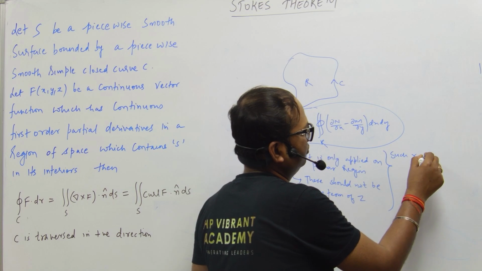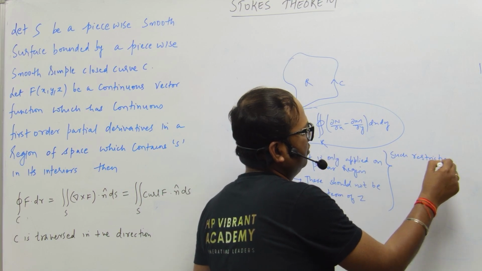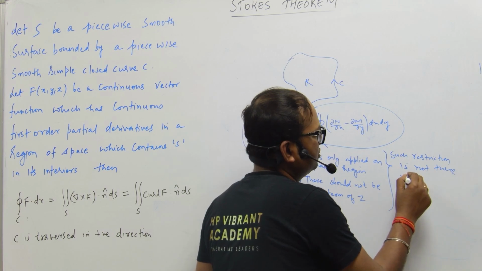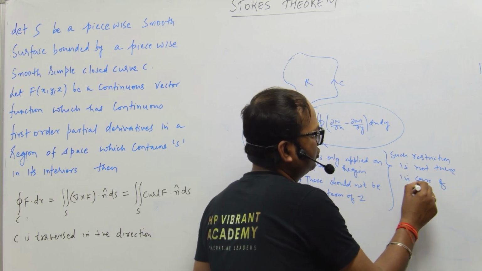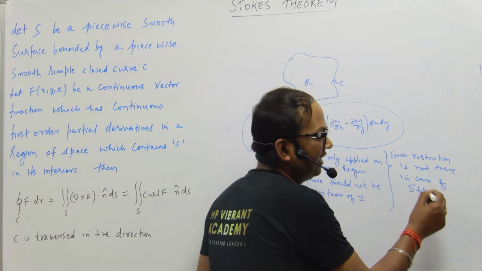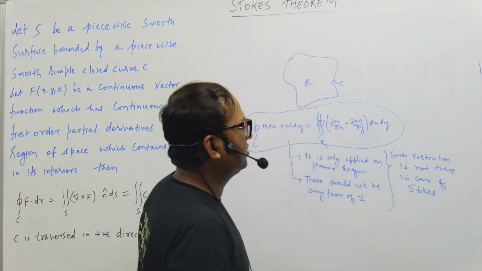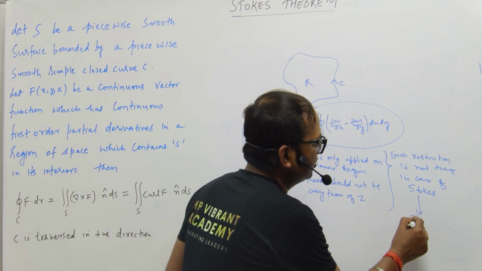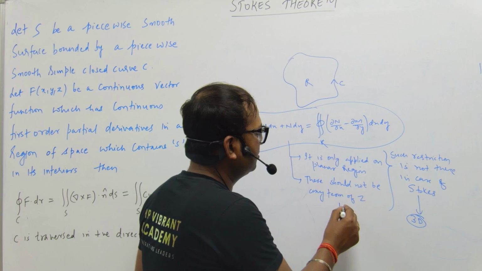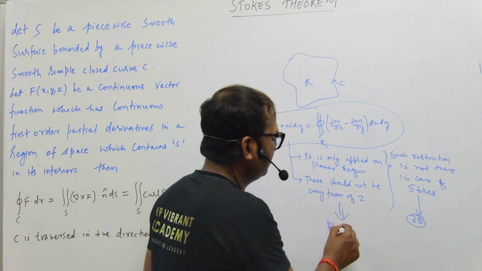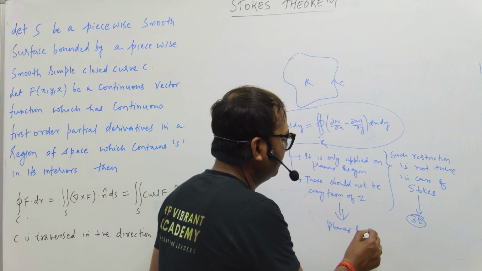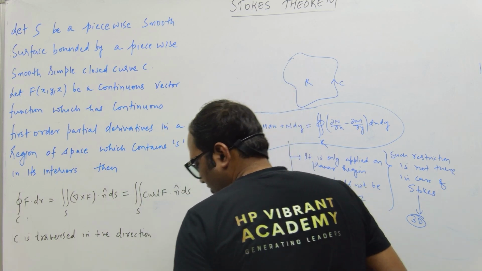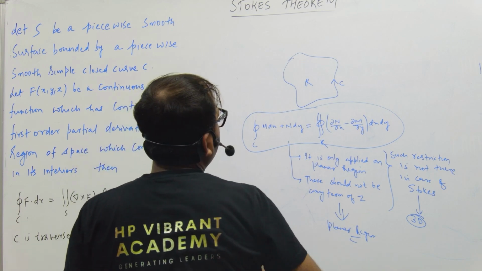That is, the Stokes theorem can be applied in three-dimensional space. But Green's theorem is applied only in planar region. Okay. Now let us understand this with the help of a diagram. Let us understand the Stokes theorem.